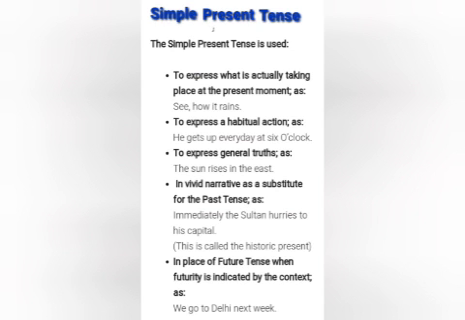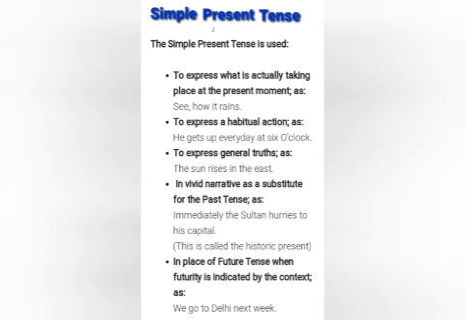So simple present tense is used to express what is actually taking place at the present moment. अभी क्या हो रहा है. Like for example, see how it rains. Yes, it is also used for habitual actions, जो आपकी आदत में है. Like he gets up every day at 6 o'clock. Then for general truths, universal truths you can say, which you cannot manipulate.